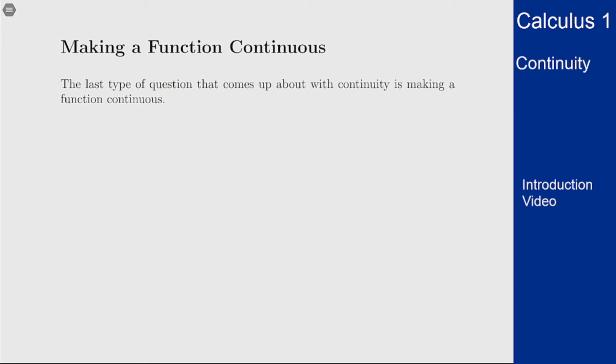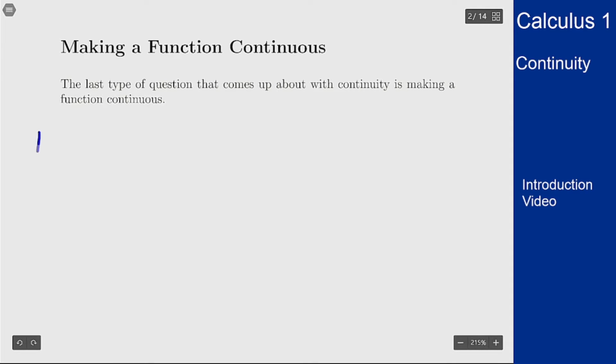In this video, we'll talk about the types of problems where you're asked to determine how to make a function continuous. So the last type of question that can come out with respect to continuity is the idea of figuring out what needs to happen for a function to be continuous, or how to make a function be continuous. And the way you go about this really comes from the definition of continuity.